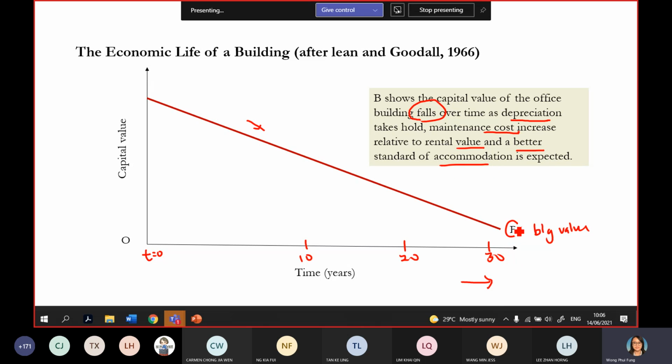Okay, what are the reasons that make your building value fall? First, your building will depreciate. It will depreciate faster if you don't maintain your building very well. So that's why your building value starts to fall. And as time goes along, people's demand will change. They will demand better accommodation, so they will leave the current property and move on to a better property, isn't it? So that's why your building value will fall if you don't maintain your building very well.